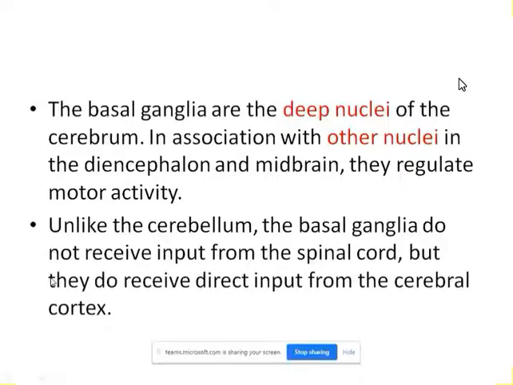The spinocerebellum will get the information from the spinal cord, but the basal ganglia will not take the information from the spinal cord. This is one difference. Another, the common thing, is that the cerebrocerebellum and basal ganglia receive the information directly from the cerebral cortex.